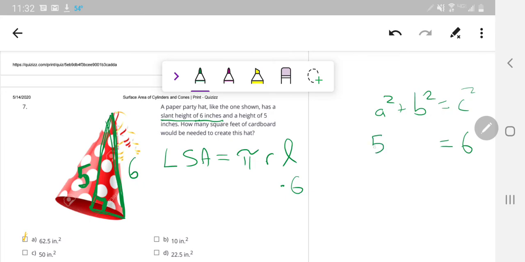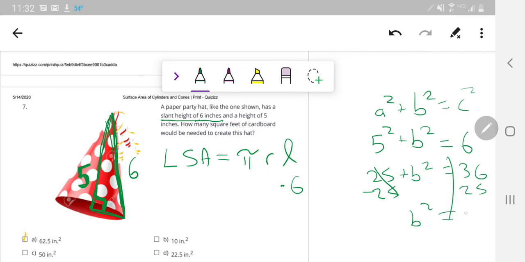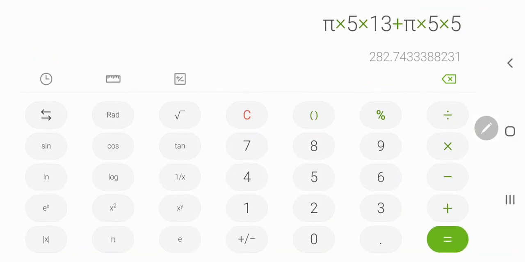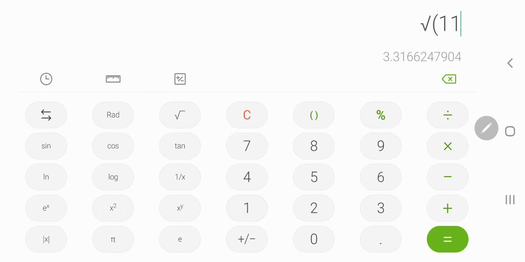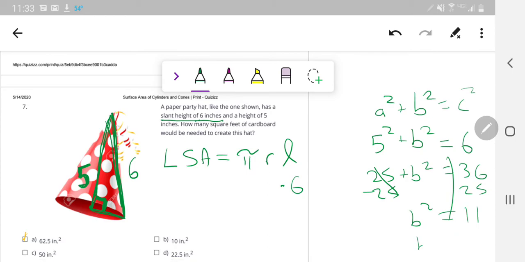I'm going to put in 5 for one of the legs, so I'll put it in for a. So that's 25 plus b squared equals 36. We're going to subtract the 25. B squared equals 11. And so now I have the square root of 11. Let's go square root. Oops. Clear it out. Square root of 11, and that comes to about 3.3. So b equals 3.3, which is this down here, 3.3.